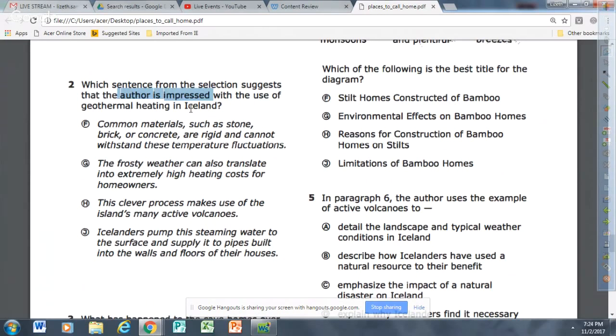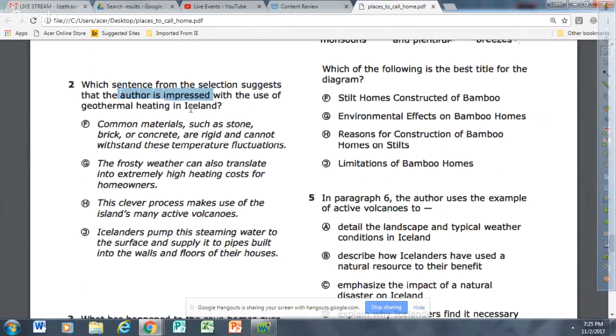Okay, let's look at F. Common materials such as stone, brick, or concrete are rigid and cannot withstand the temperature fluctuations. Does that show that he's impressed? Don't know about that. Let's look at G. The frosty weather can also translate into extremely high heating costs for homeowners. Does that show that he's very impressed?